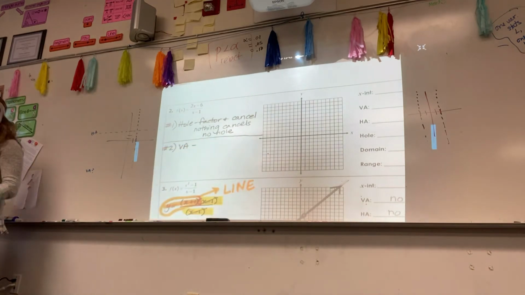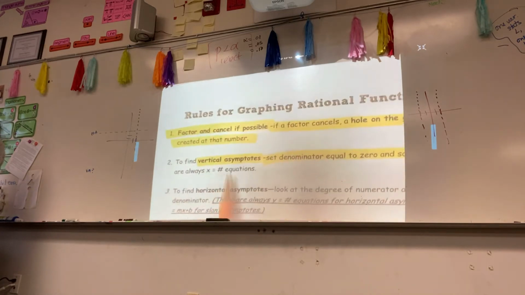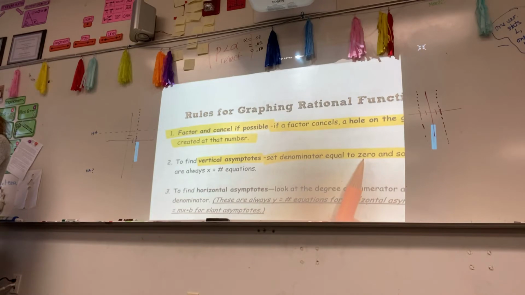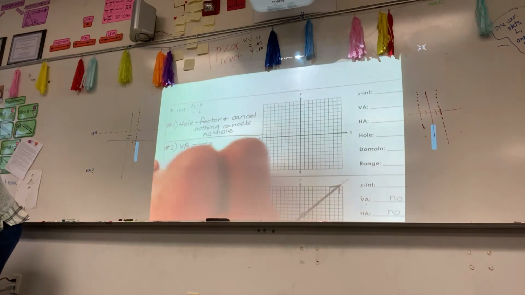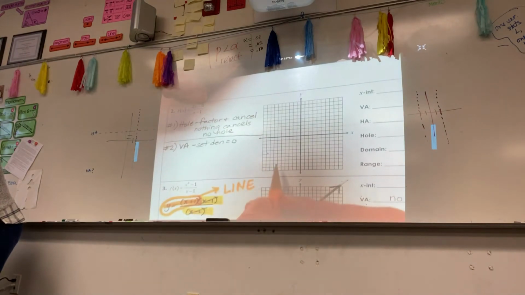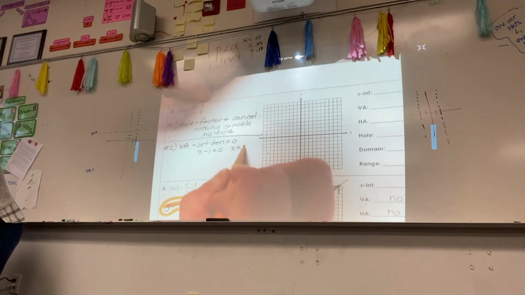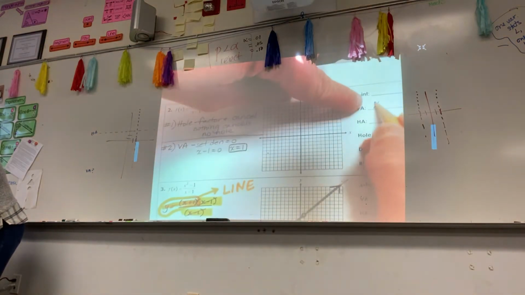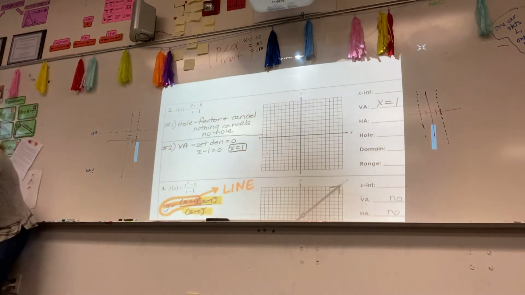How do you find your vertical asymptote? Set your denominator equal to 0, okay? Have this sheet out with the steps right next to you. So let's do that. Which one's my denominator? x minus 1 equals 0, so x equals what? 1. So I have a vertical asymptote at x equals 1. So I'm going to take my colored marker or whatever you have there to help you out, and I'm just going to draw a dotted asymptote at x equals 1.